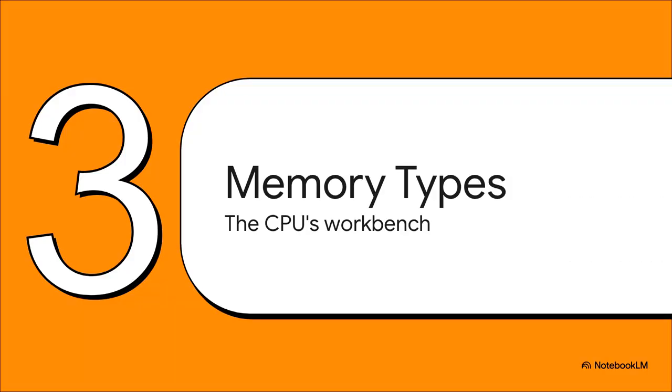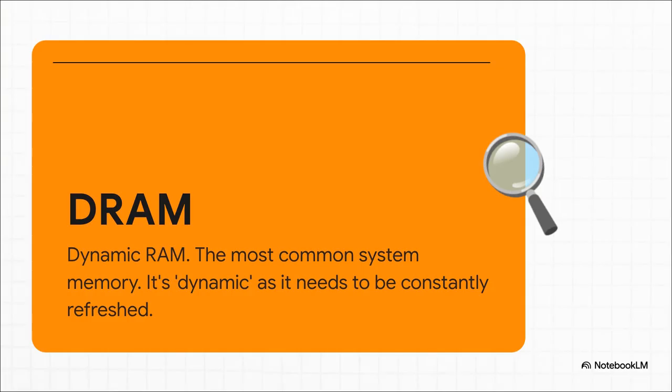Okay, so our PC has a brain. But a brain needs a desk, right? A workbench to spread out its current projects? That's exactly what RAM is for. And yep, it's got its own set of important acronyms. Your main system memory is called DRAM, or dynamic RAM.